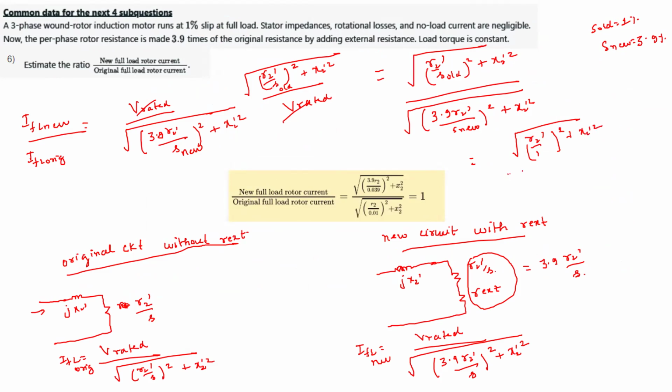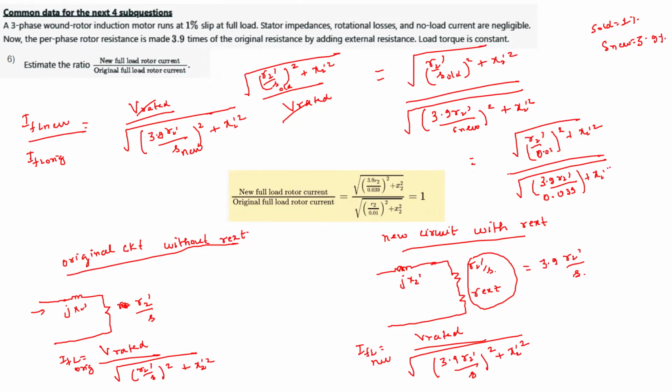Plus X2' square divided by this 3.9 R2' by 3.9, because S new in percentage is 3.9. If you're writing it here, you have to write it as a fraction. So 1% means 0.01, and 3.9% means 0.039. I'm writing it as a fraction so that there is no confusion.